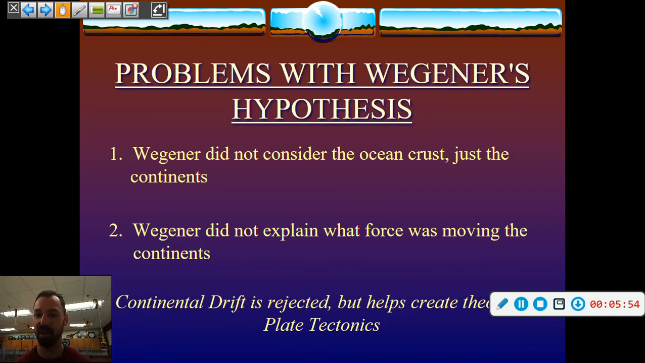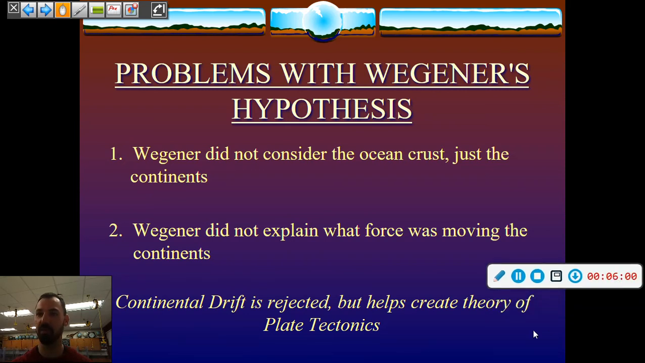So he just had the continents kind of floating around, did not know why they were moving. Of course, we figured this out later on. And so continental drift was a theory that was kind of rejected, revised, revamped, and then became what we know as the theory of plate tectonics, right? Because it's not just the continents doing the drifting, it's the full plate.